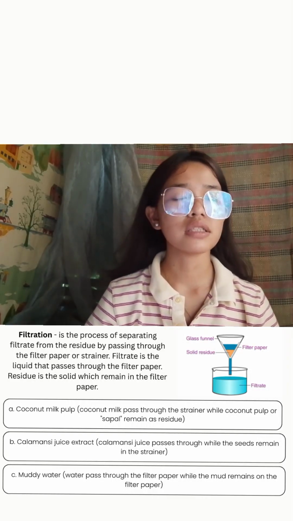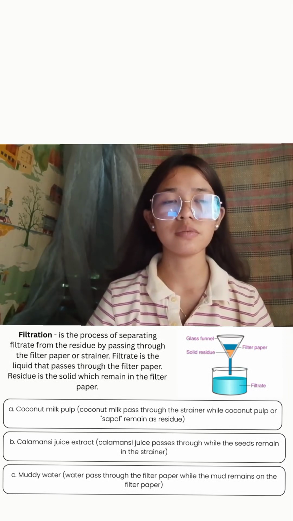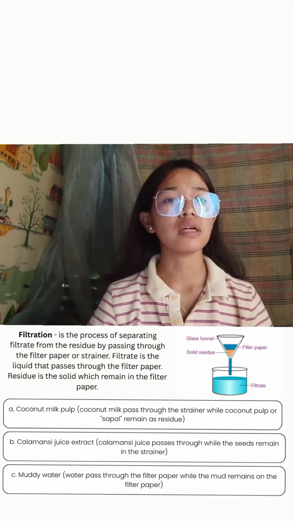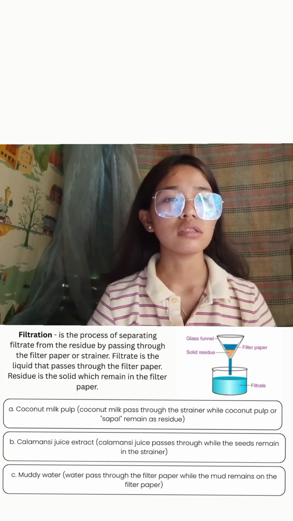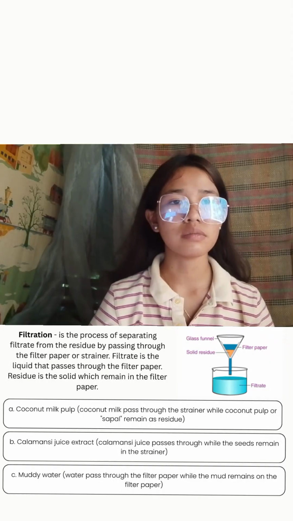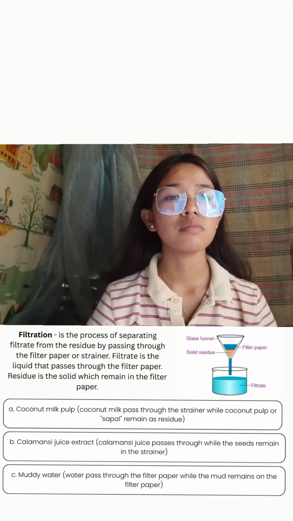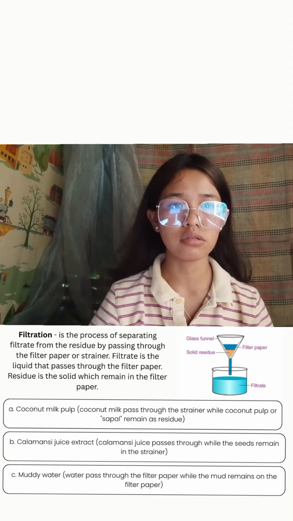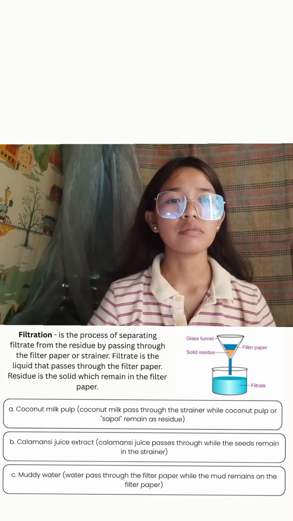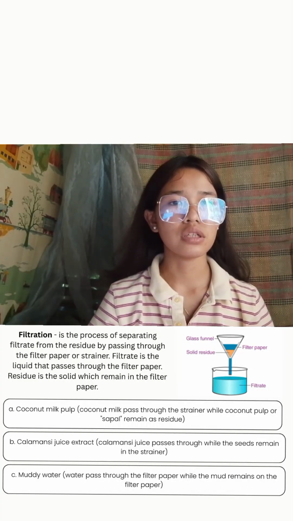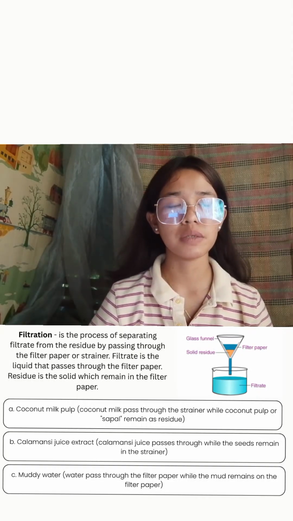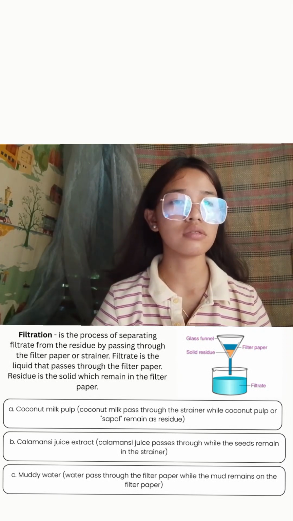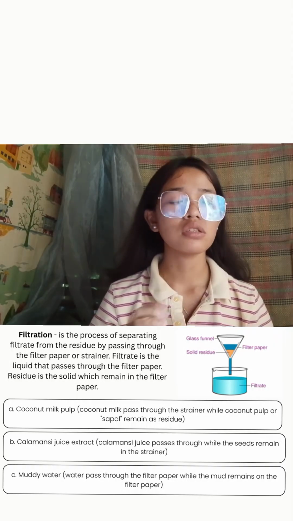Filtration is the process of separating filtrate from the residue by passing through filter paper or a strainer. So when we say filtration, it is a process wherein you separate one substance from another. For example, coconut milk passes through the strainer while the coconut pulp remains as residue. If you do the process of filtration, you need to use the strainer or the filter paper.